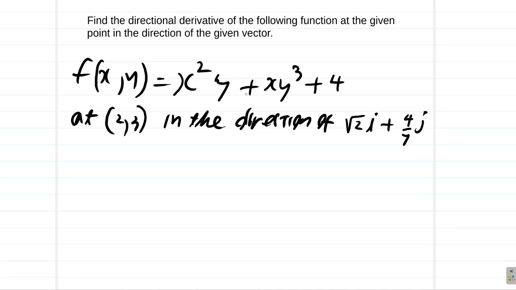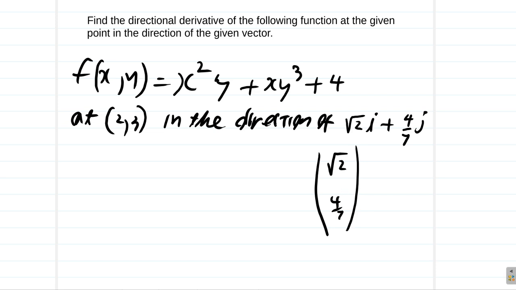Here we're told to find the directional derivative of the following function at the given point and in the direction of the given vector. Our function of x and y is x squared y plus xy cubed plus 4. The given point here is (2, 3), and the vector that we have is square root of 2 i plus 4 over 7 j. This vector could also have been given as <square root of 2, 4 over 7>, right?